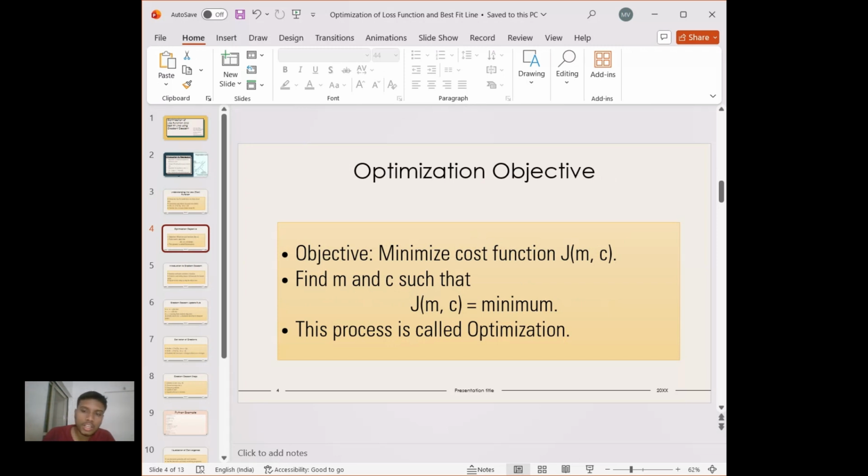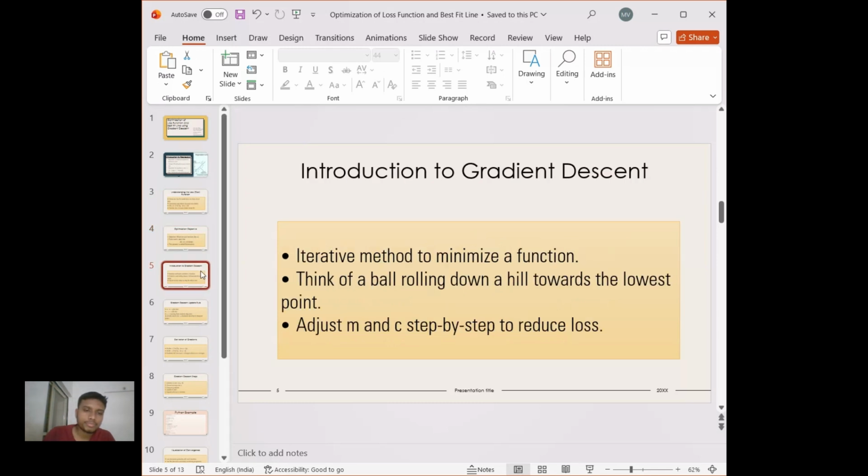Gradient descent is an iterative optimization algorithm used to minimize a function like our loss function. Imagine a ball rolling down a hill. The ball always moves in the direction of the steepest slope until it reaches the lowest point. Similarly, in gradient descent, we start from random values of m and c and gradually update them to move towards the minimum of the cost function. The idea is simple. Take small steps in the direction that decreases the error.